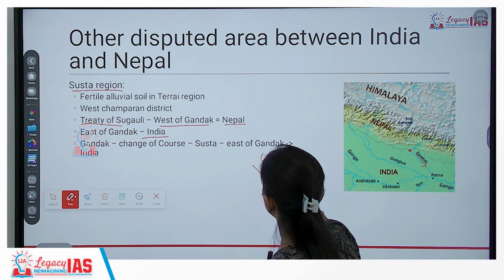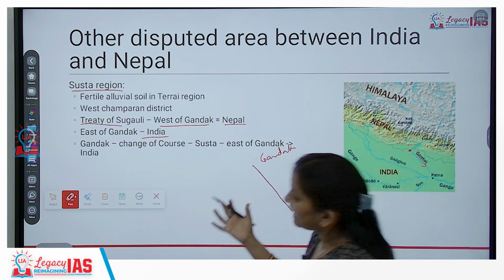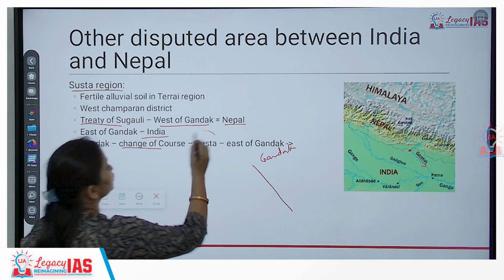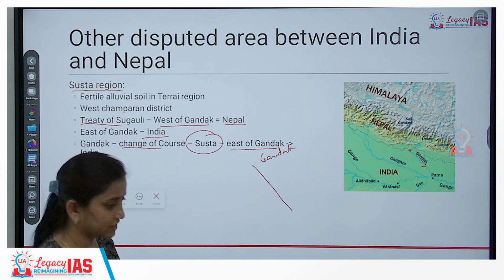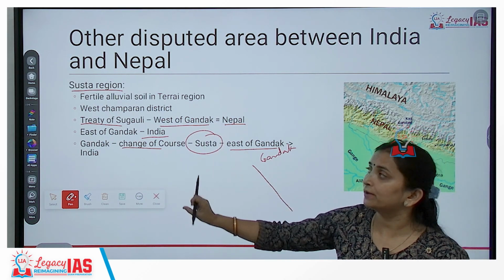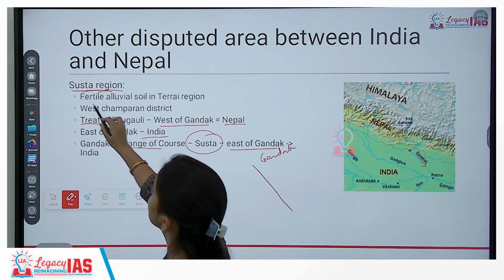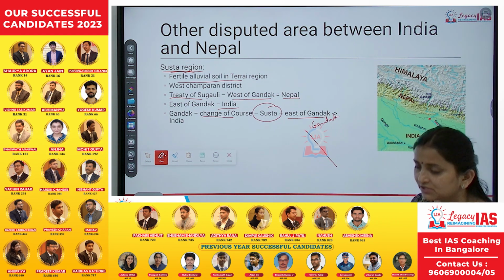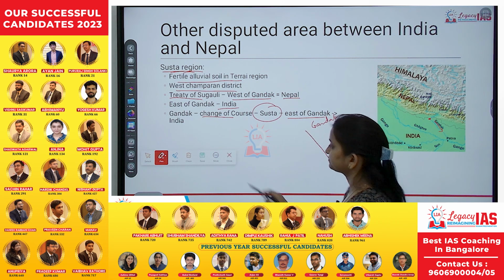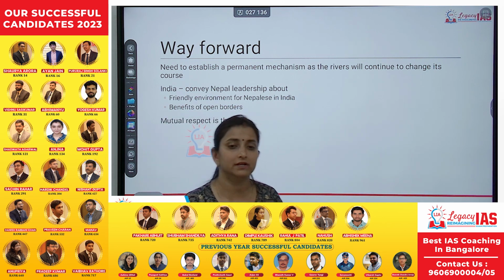Gandak itself has changed its course and has shifted west. So because of the change of course of the Gandak river, Susta has come to the eastern region of Gandak. Okay? So now because it has come to the eastern region of Gandak, it belongs to India, and that is not being accepted by Nepal. Okay? What is the advantage of the Susta region? This is a fertile alluvial soil region. So agriculturally this is a very rich region, and it is very close to the West Champaran district of Bihar. Okay? So these were the presently ongoing territorial disputes between India and Nepal.